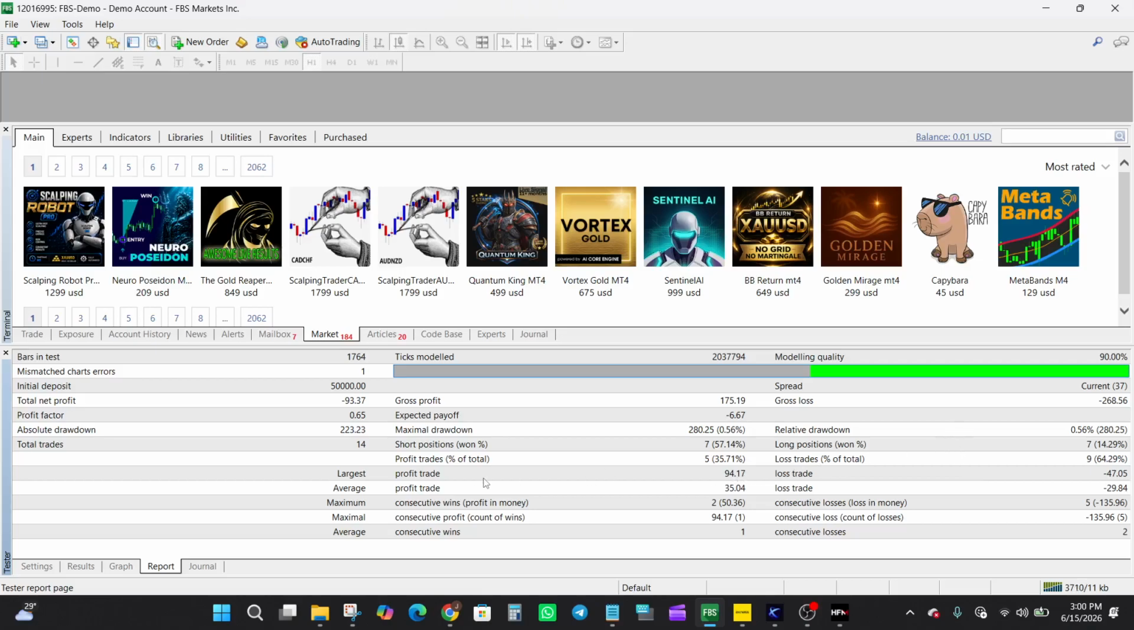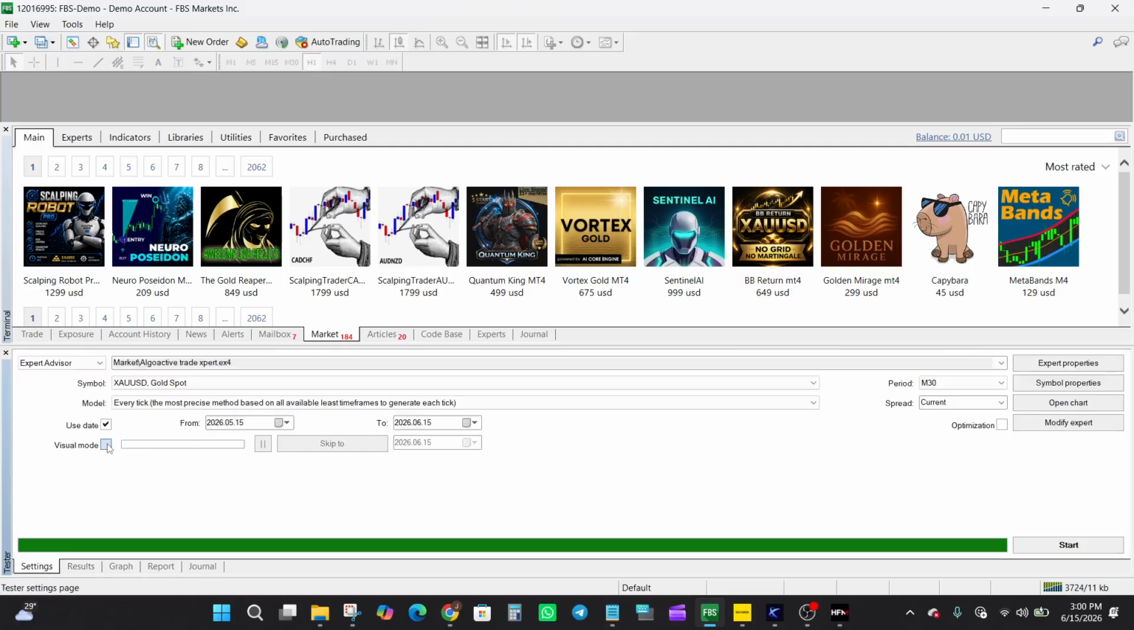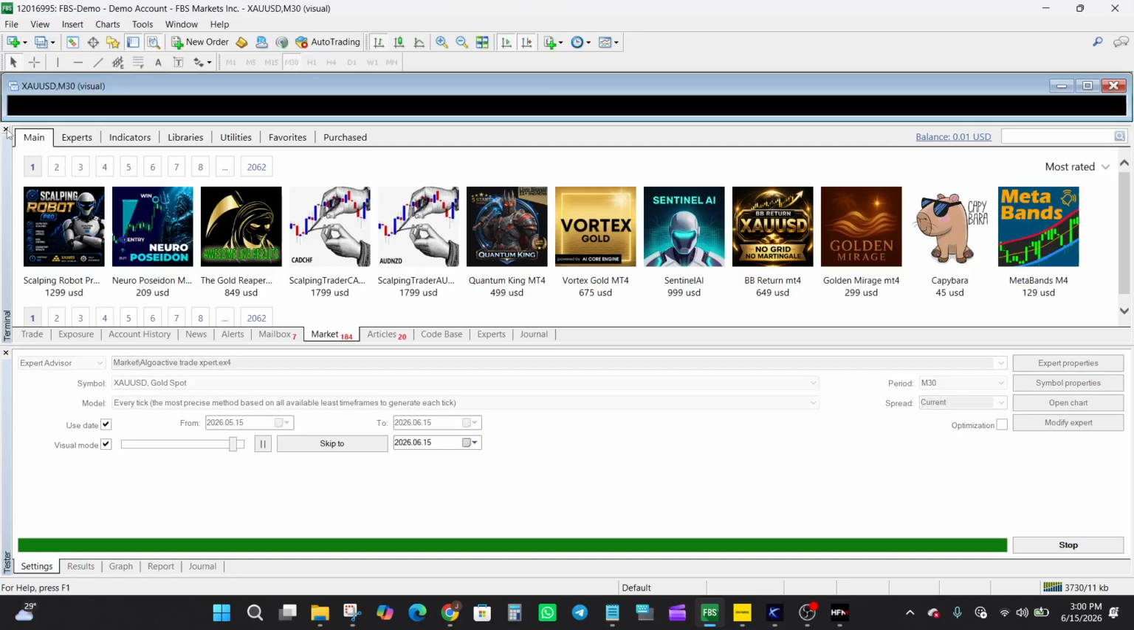All right. And then I can also see that the maximal drawdown was 0.56%, which is actually okay. And the relative drawdown was 0.56%. Okay, so that's fair. Now, in a moment, let's actually see how this EA functions in action. All right, let's see this EA in action.